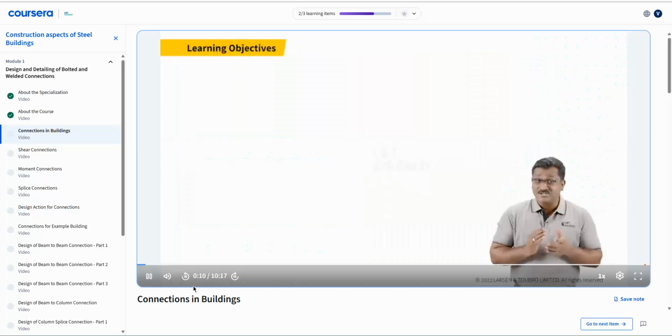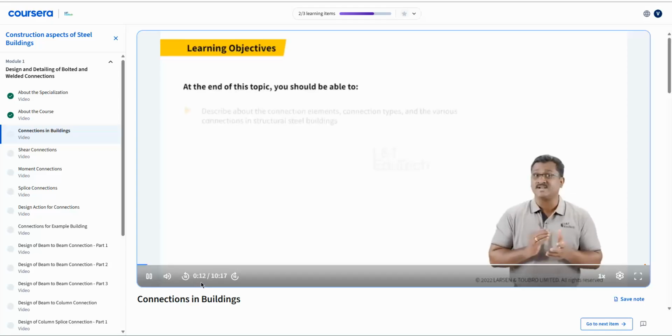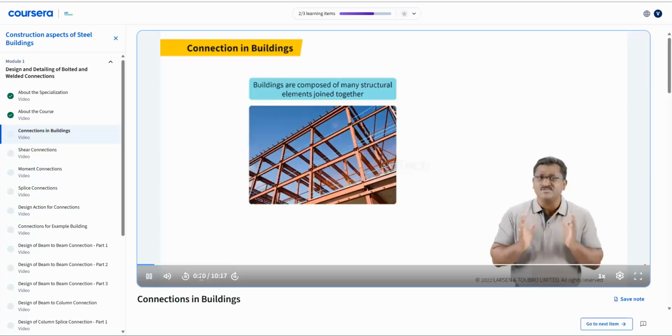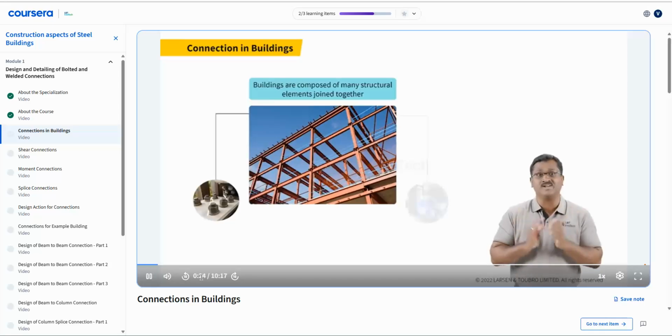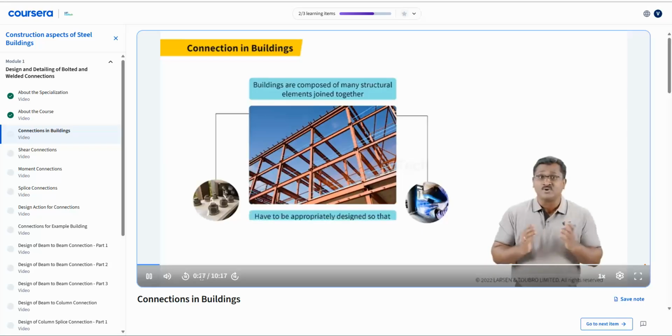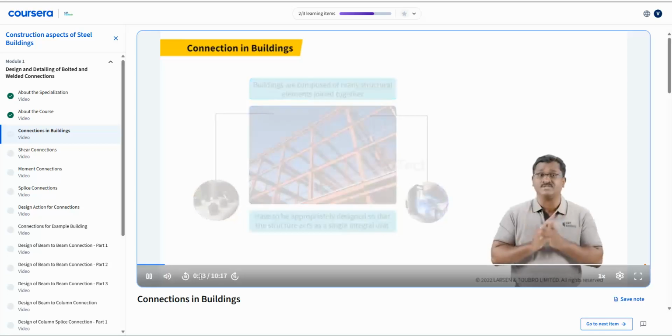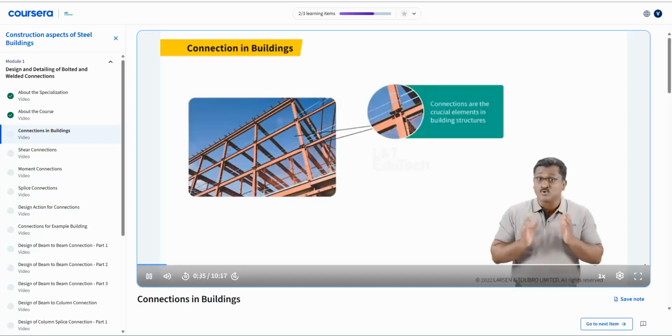In this topic, you will see in detail about the connection elements, connection types, and the various connections required in structural steel buildings. We all know that buildings are composed of many structural elements joined together generally by bolting or welding. These joints or connections have to be appropriately designed so that the structure acts as a single integral unit. That is, connections are the crucial elements in building structures that govern their strength, stiffness, and stability.